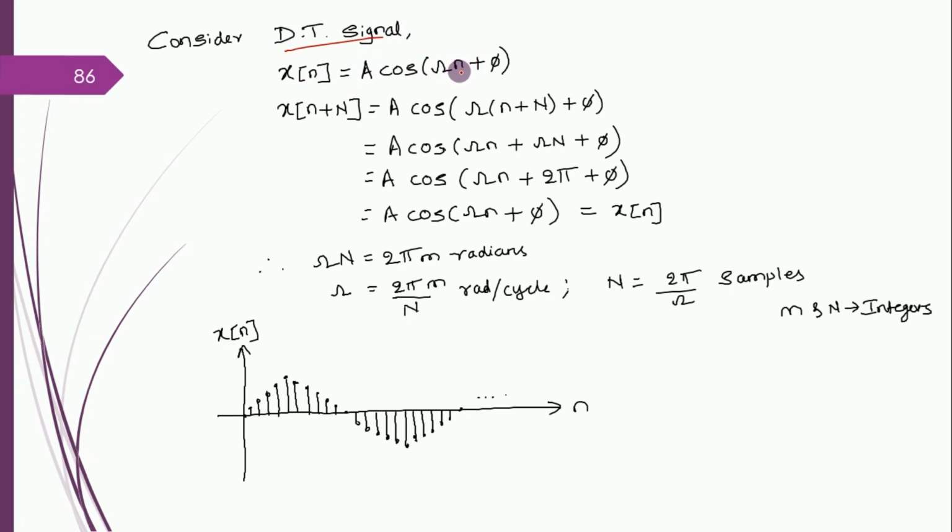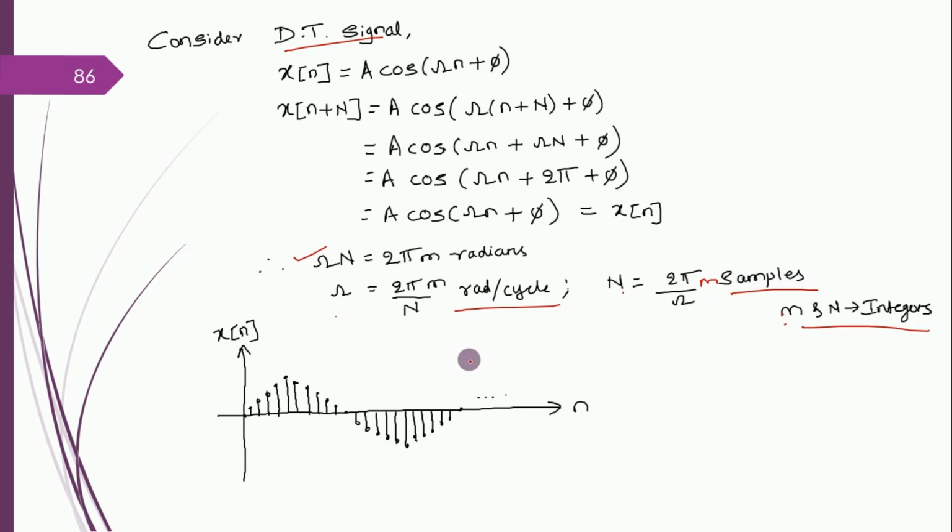Similarly, if I consider a DT signal to check its periodicity, wherever you have T, replace it with N, wherever you have capital T, replace it with capital N. In the same fashion, omega N should be equated with 2 pi. Here, while equating, you should be a bit careful because N can have only integers. Hence, you need to use an extension m, small m, where m and N are both integers. So omega is equal to 2 pi by N into m. m should be chosen such that N is an integer.